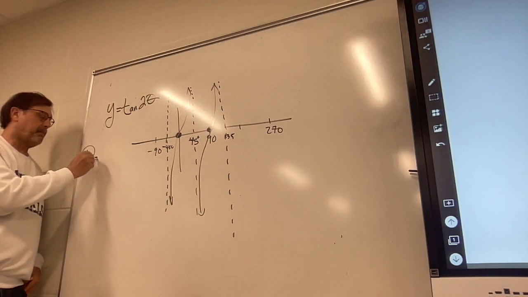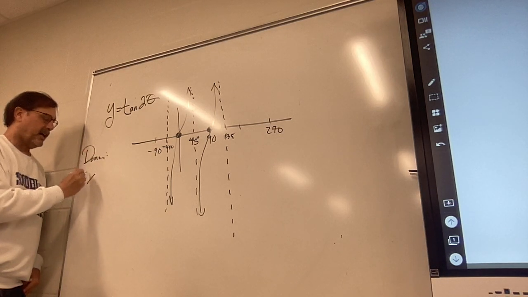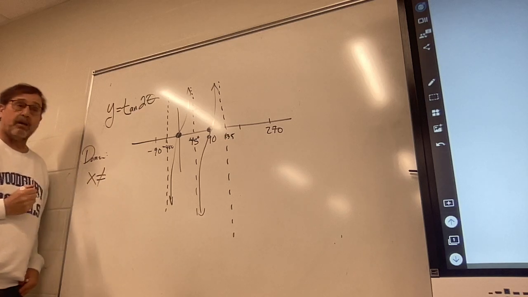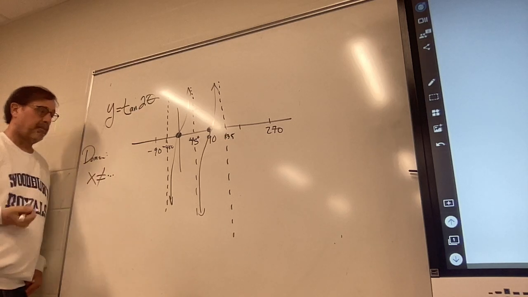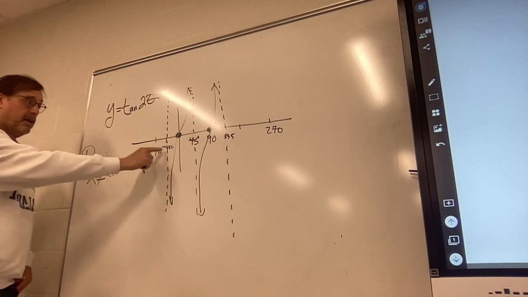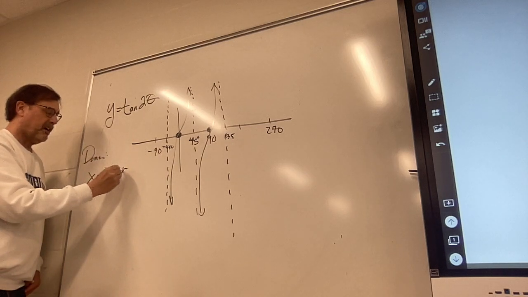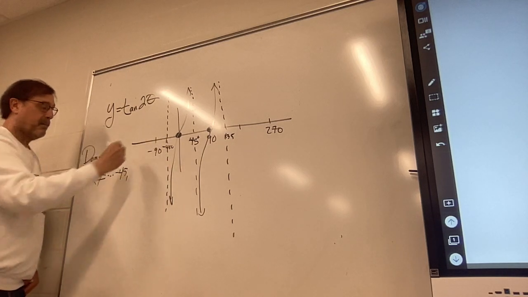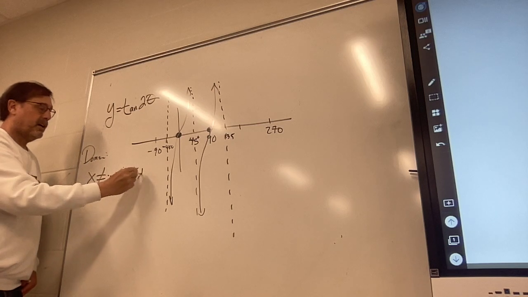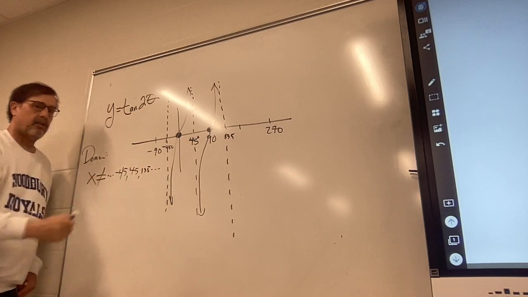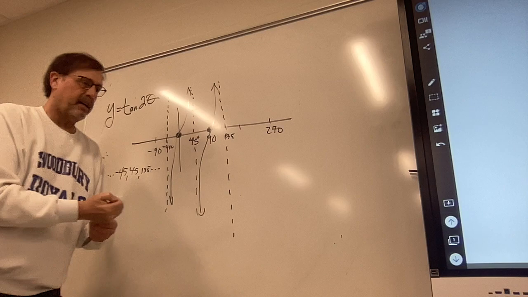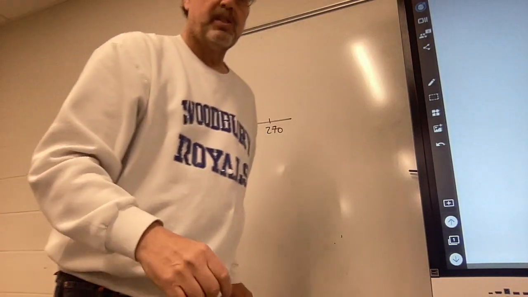Let's be negative people. X cannot equal, coming from the negatives, it can't be negative 45. It can't be 45. It can't be 135, and it goes on. Say, I think I get this.